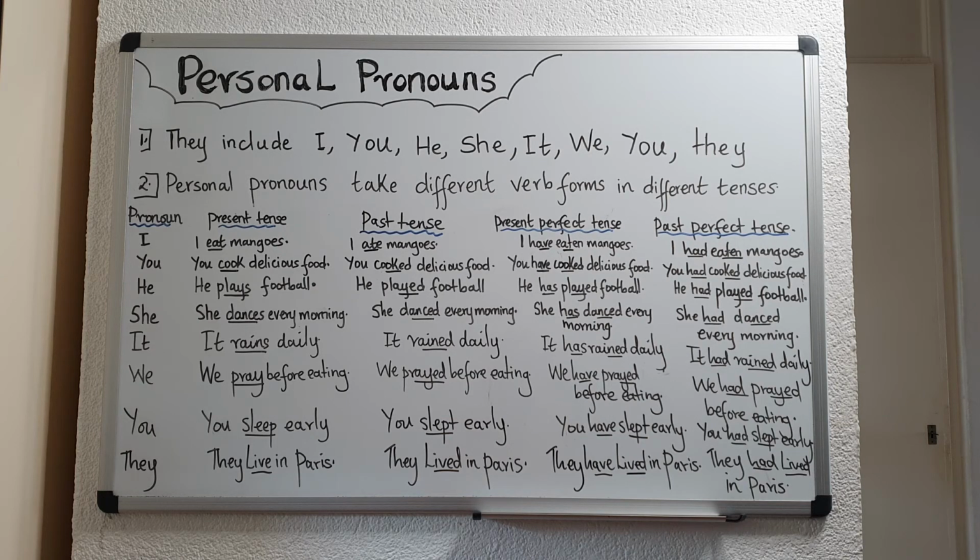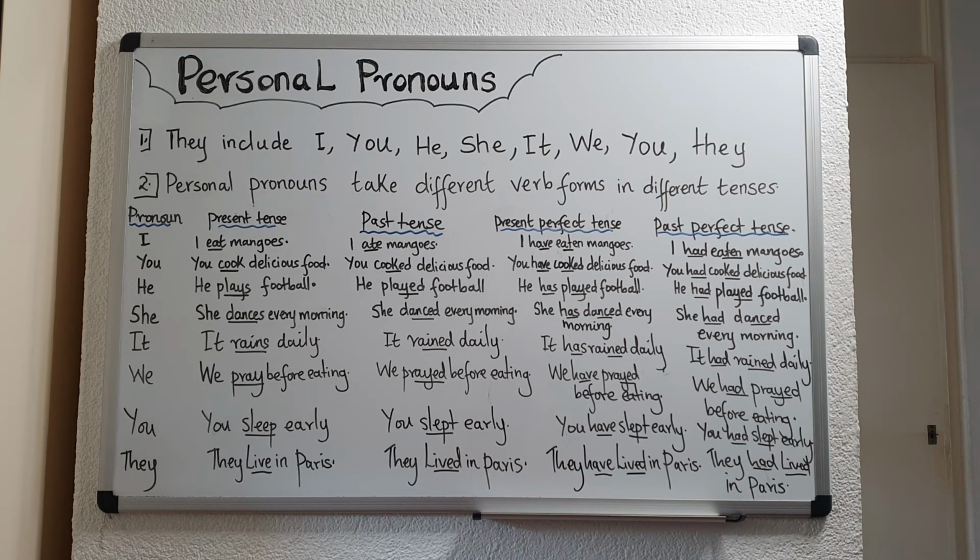The next personal pronoun is we. We pray before eating. Now, we, when you combine it with a verb in the present tense, then the verb must be in its original form. It must be in the first form, in the base form. You don't add anything. We pray before eating. Just like with the personal pronoun I and you, leave the verb as it is. That is in the present tense.